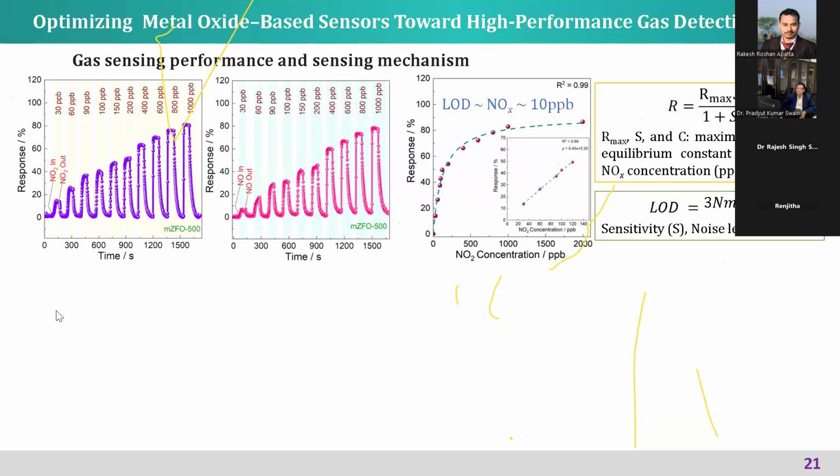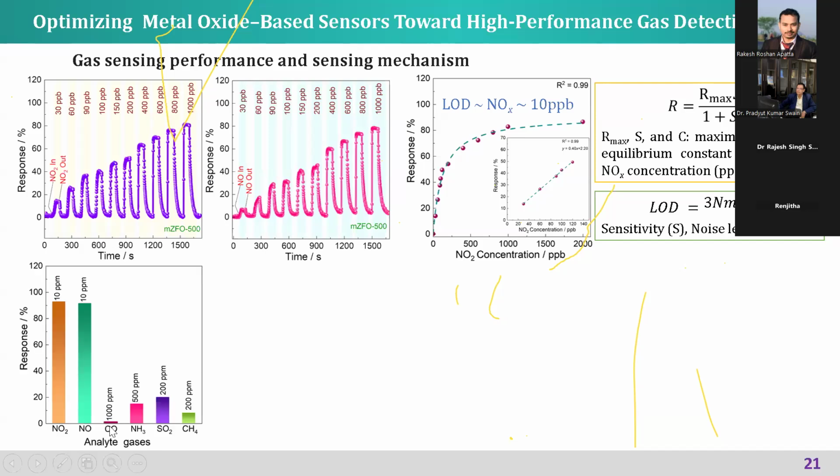What is the lowest limit the sensor can detect? So we'll find out. Then selectivity. This is one of the properties which I showed you. This is called selectivity.